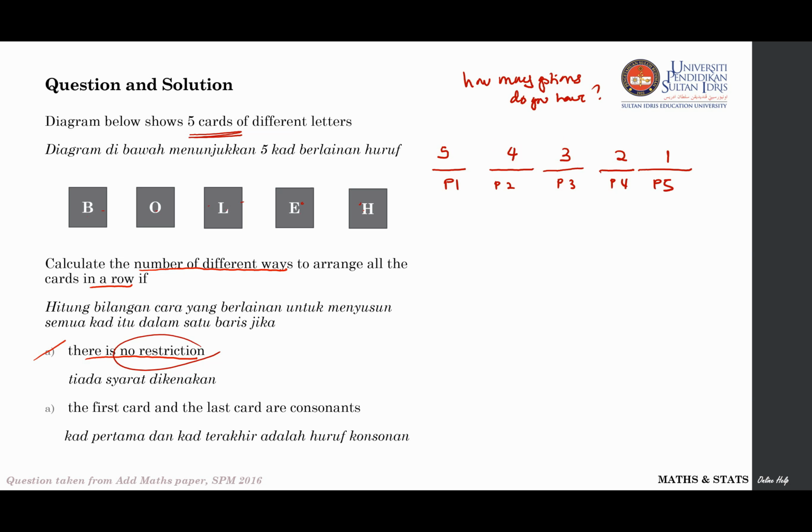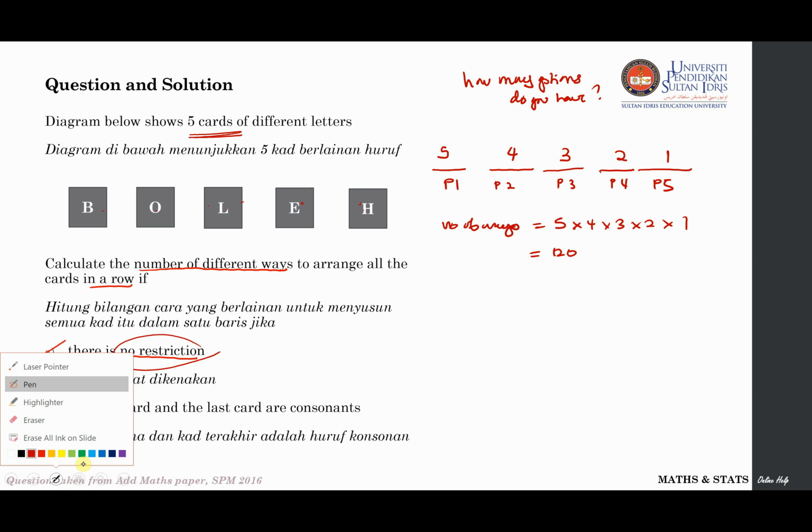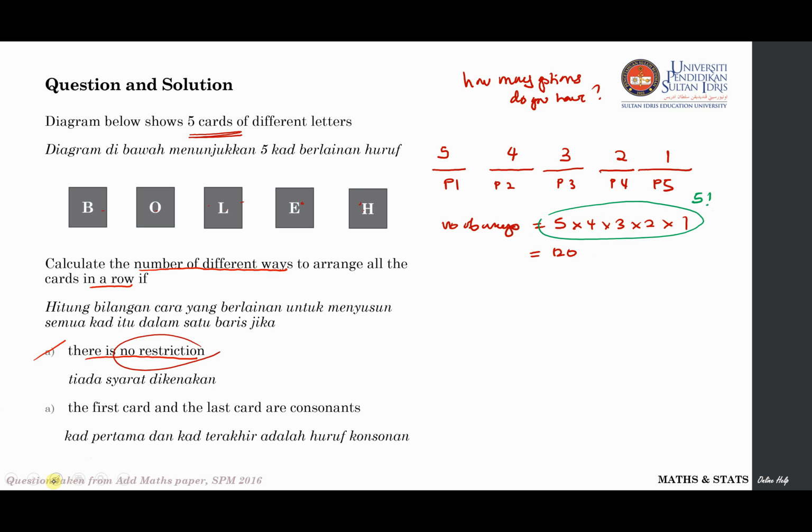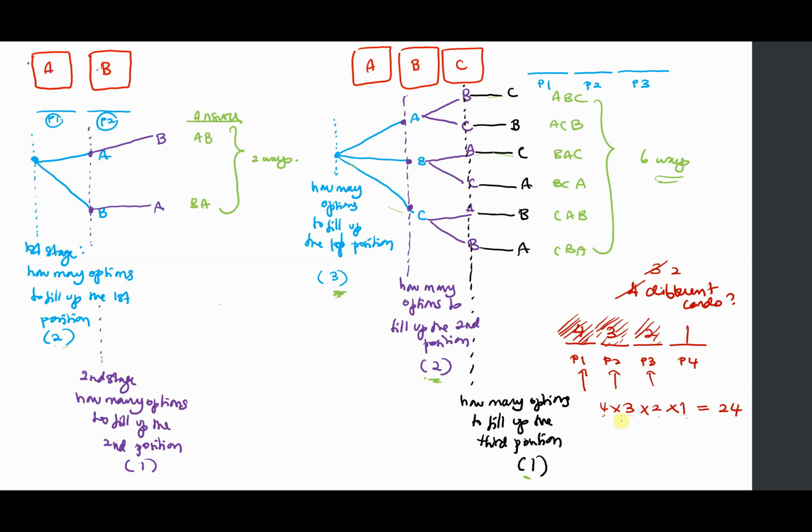So berdasarkan perkara di atas ni, you can see that the number of ways is going to be 5 times 4 times 3 times 2 times 1, and this is equal to 20 times 6 is 120 ways. Dan kalau you perhatikan di sini, ini sebenarnya adalah 5 factorial. So this is the same thing as 5 factorial. So sama juga kat sini, ini sebenarnya adalah 4 factorial, and 3 times 2 times 1, this is actually 3 factorial. Okay, for this one, and this one is actually 2 factorial.